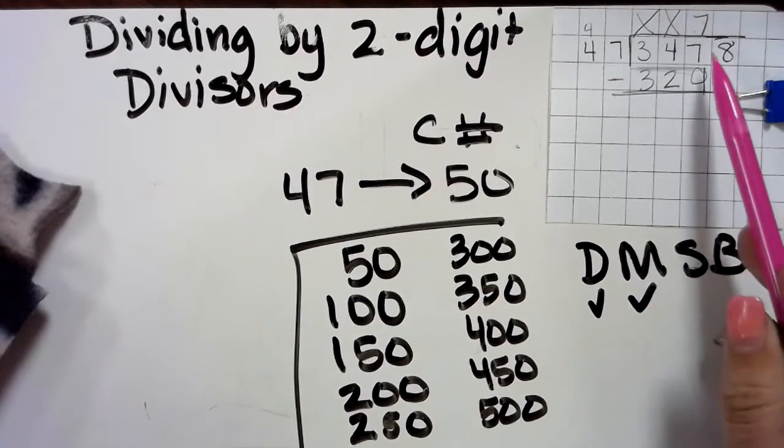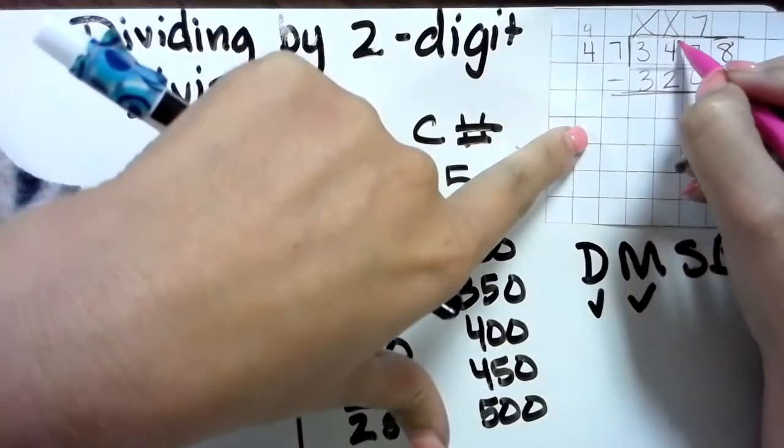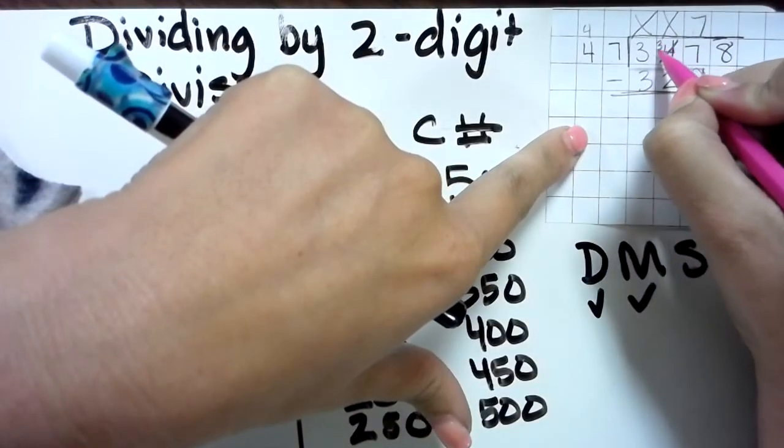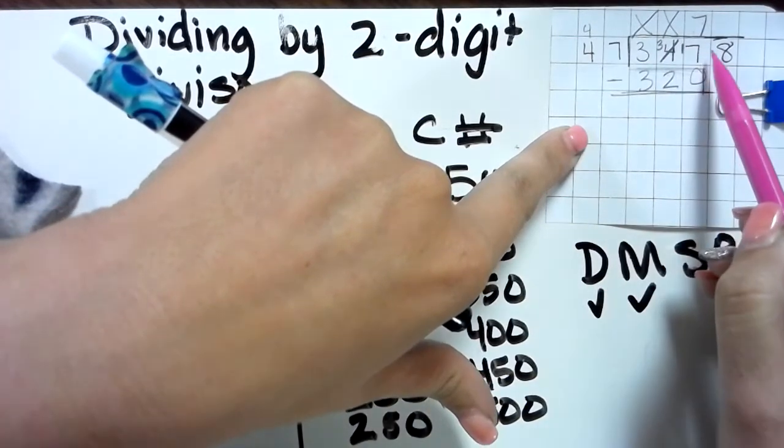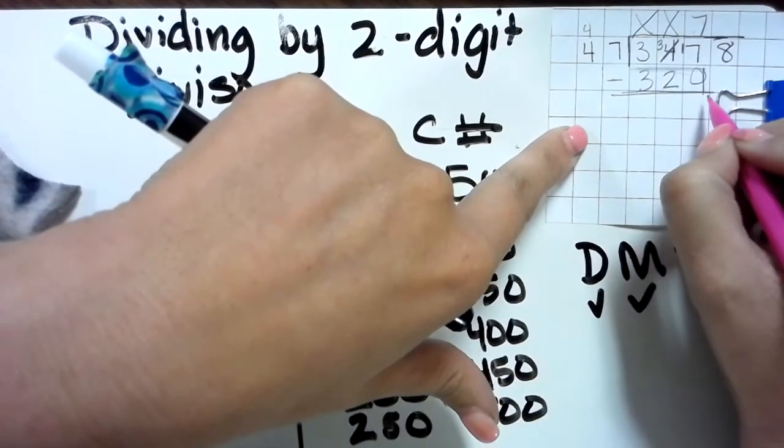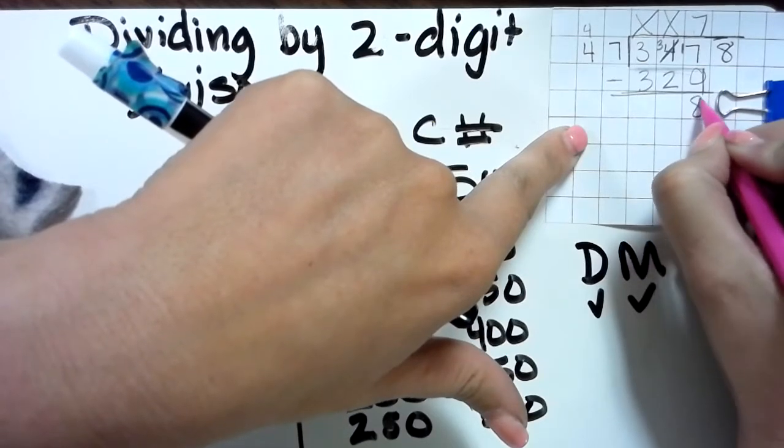So can I take 9 away from 7? No. So I'm going to go to this 4 right here and borrow. This is going to become a 3. This is going to become 17. So this is going to give me 8. 17 minus 9 would give me 8.